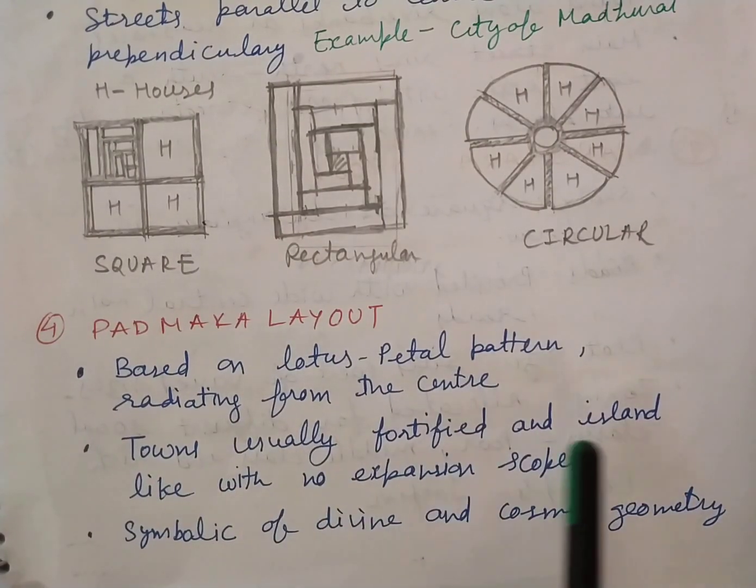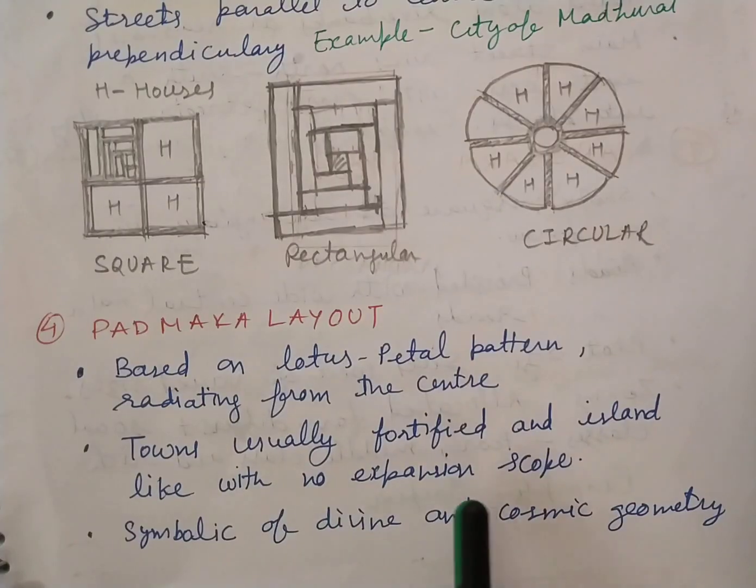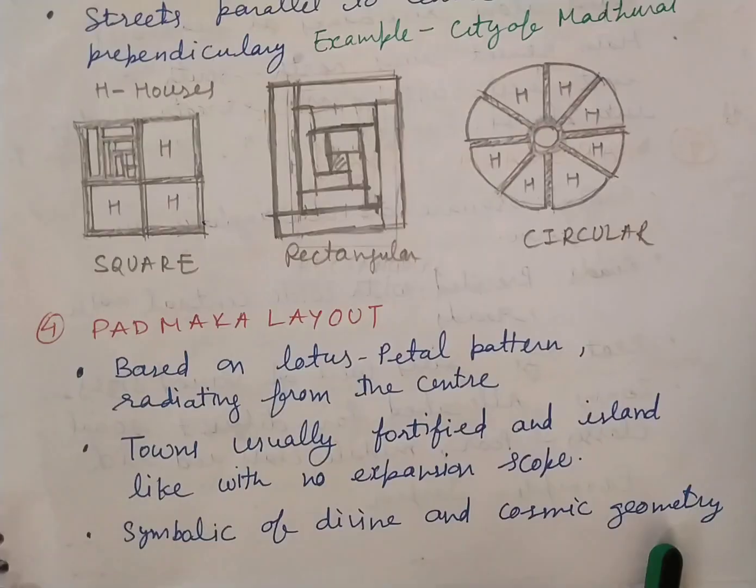Next one is Padmaka layout based on lotus petal pattern radiating from the center. Towns usually fortified and island with no expansion scope, symbolic of divine and cosmic geometry.